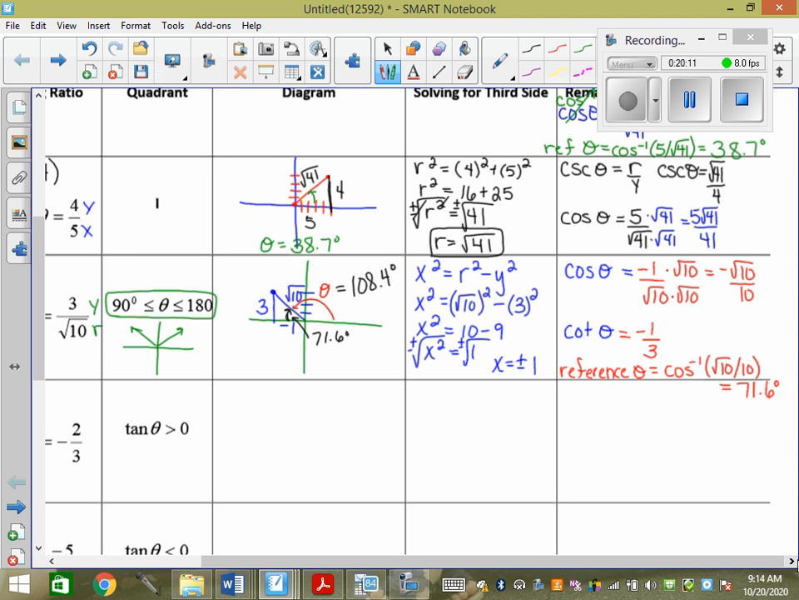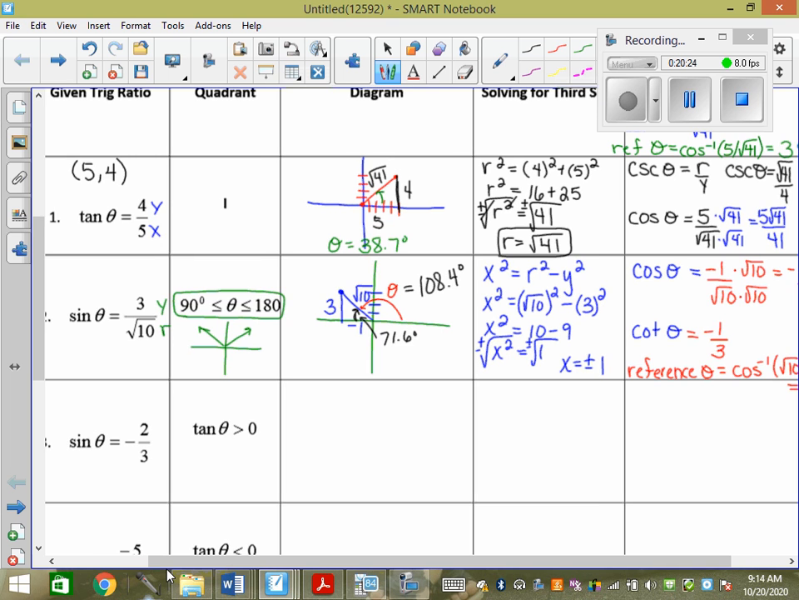Okay? So we could be given the trig ratio and told what quadrant it's in. Or given the trig ratio and indirectly told what quadrant it's in, because between 90 and 180, that's quadrant 2, right? It's another fancy way. This is the most common way they do it.